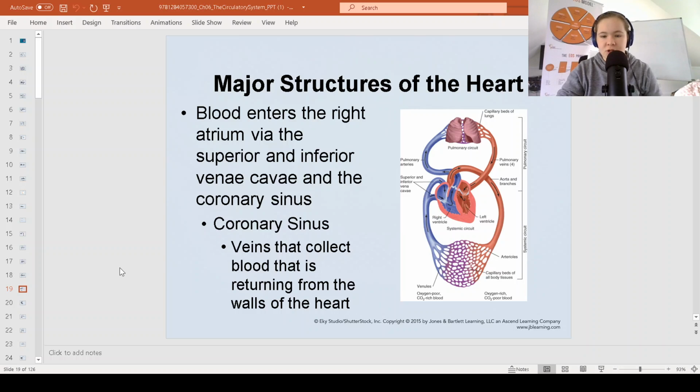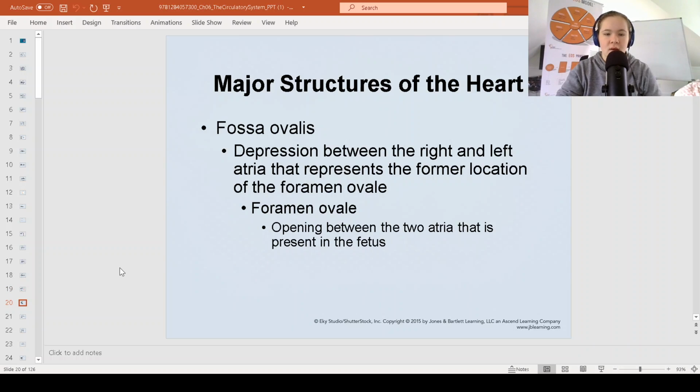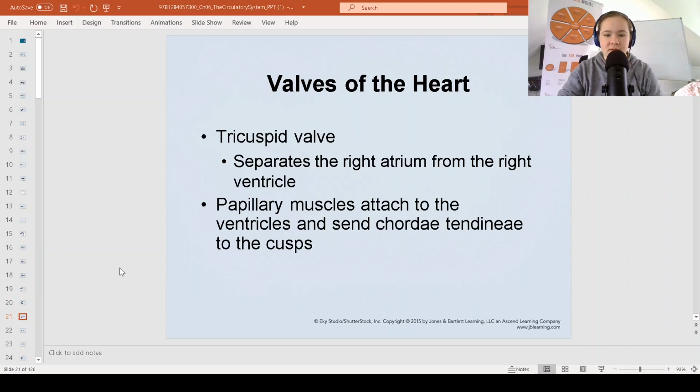In this diagram, it shows exactly how. Fossa ovalis is a depression between the right and left atria that represents the former location of the foramen ovale. The foramen ovale is the opening between the 2 atria that is present in the fetus.